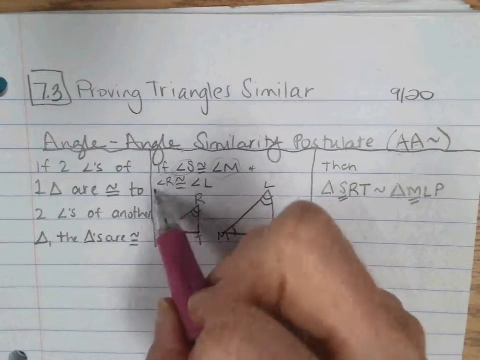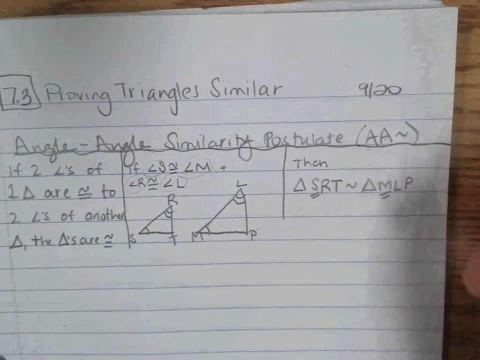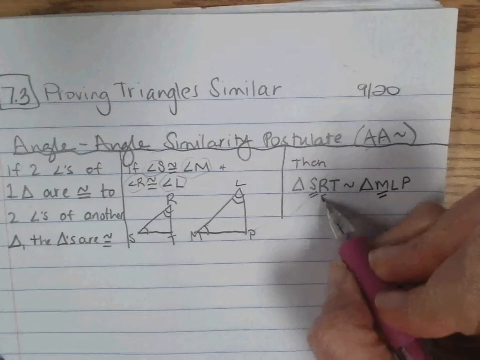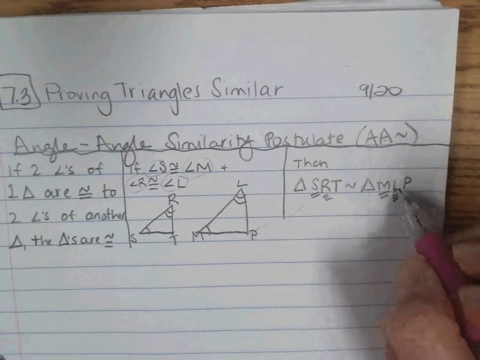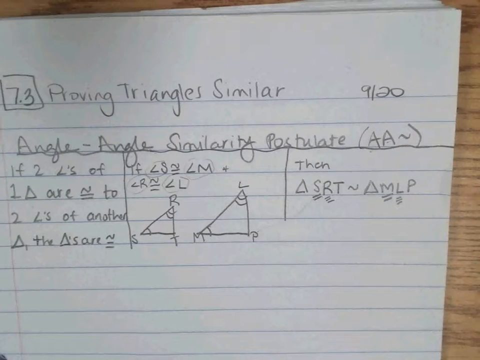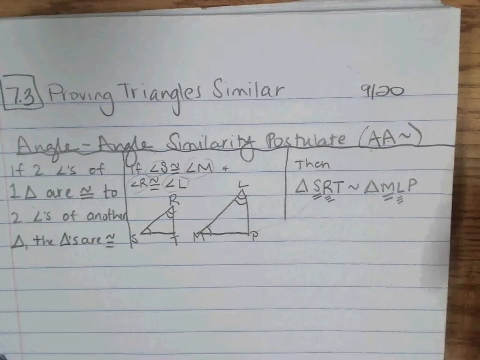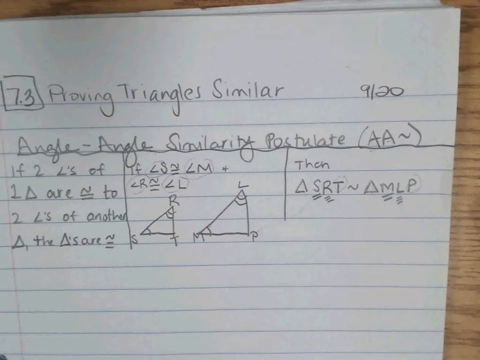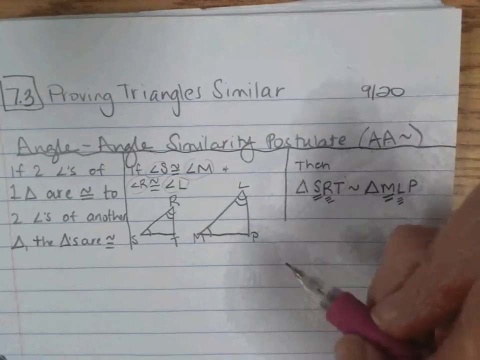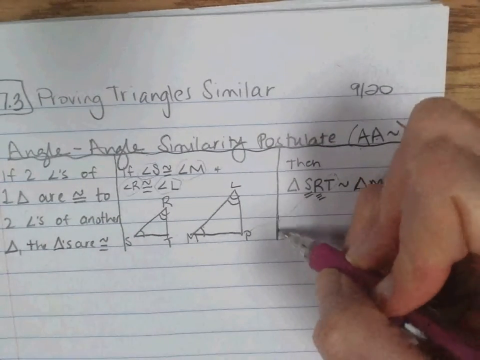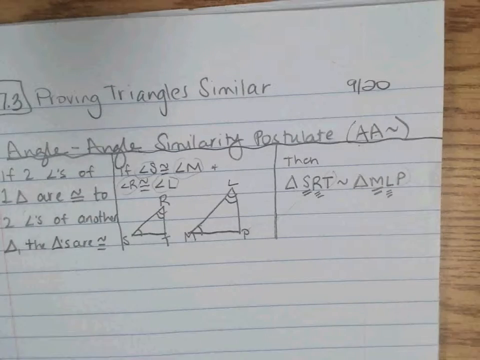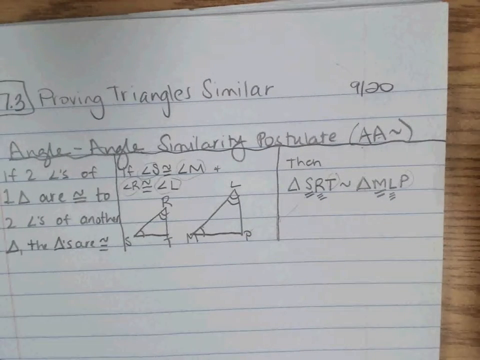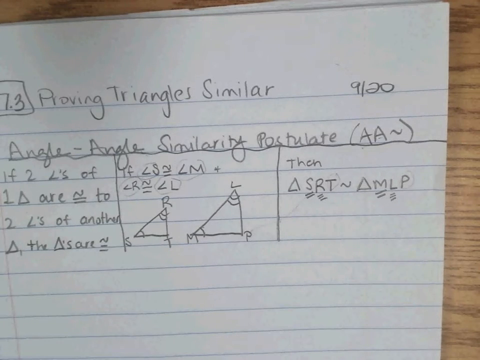Also, you see angle R and angle L are congruent, and those are also in the same position. And then it would follow that these two angles would also be congruent, since we know that the other two are congruent, just because of our understanding that the sum of the angles of any triangle is 180. So there is your first postulate.